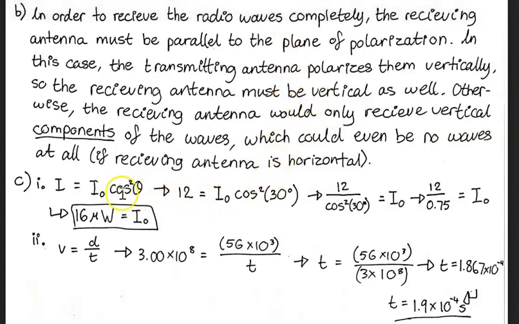A lot of you understood to use cosine squared, and so you did, cosine squared of 30. So you do cosine of 30, you take whatever that number is, and then you square it. And then you're going to take 12 divided by that number, and don't forget to put the microwatts here.